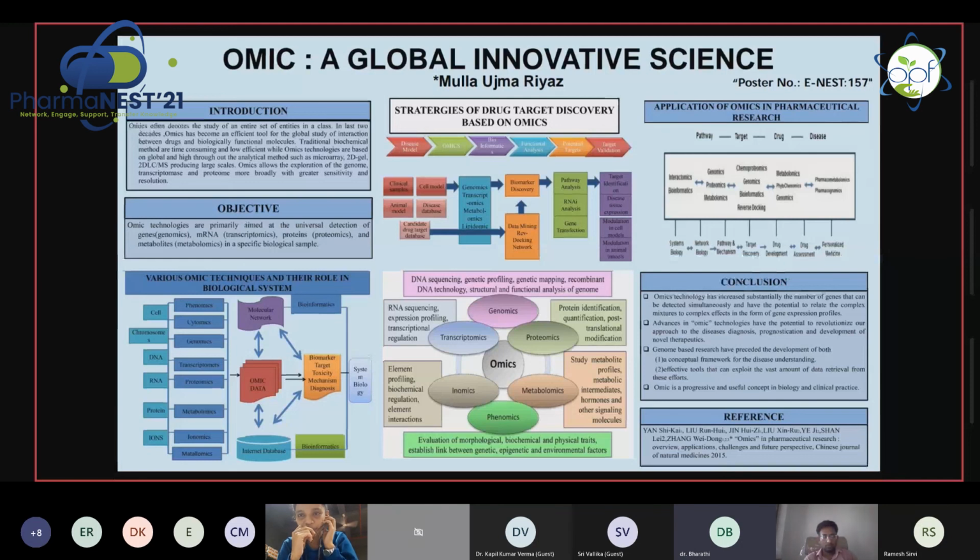Can you define Omix? So yeah, Omix, we can say, is the study of the set of entities present in a class. Because in the introduction you have given, it is not clear. So yes, due to some issue with my poster, I'm so uninformed on that.